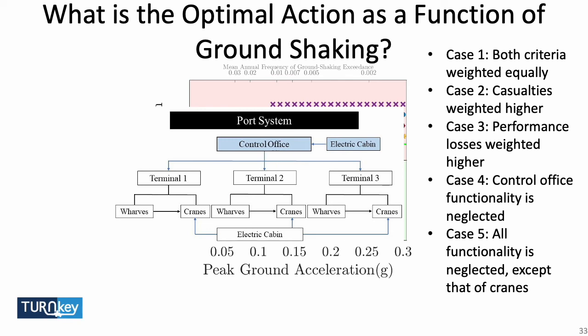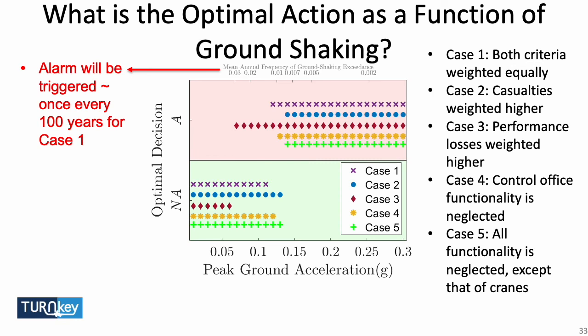So in cases 4 and 5, what we're actually doing is we're simplifying the system and its interdependent functionality. And what we find is that if we simplify our assumptions, we end up with an unconservative result. So we end up triggering the alarm at a higher level of ground shaking than we should. And again, what we can see from this plot is that stakeholder preferences and priorities are important in the decision-making process.